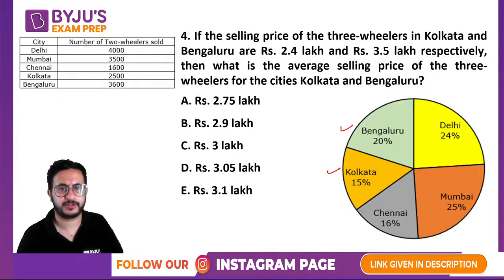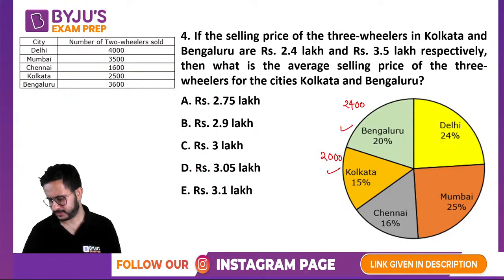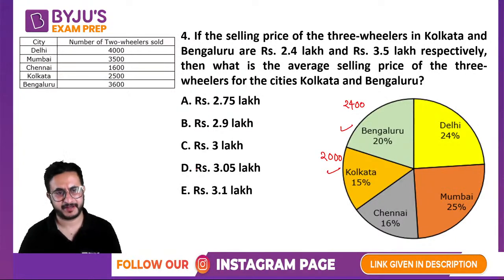So how many were in Bengaluru? 2,400, right? And in Kolkata we had 2,000. You can solve it by weighted average. I mean, you have to find the weighted average in this.